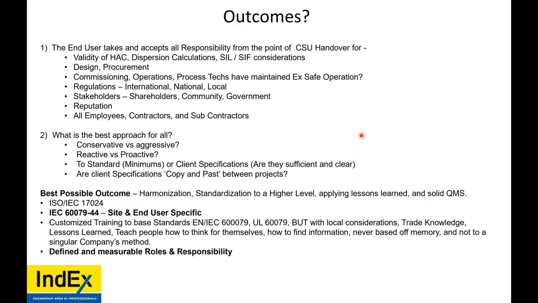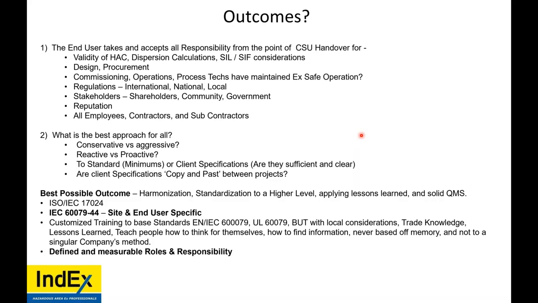But specifically this -44 standard that is coming, it's site and end user specific. So if Chevron deems that something shall be done, the likes of a Fluor, of a Bechtel, shall have to comply. So it's not going to be a grassroots movement. It's going to be the people at the end, they decide. They take all the risk and responsibility.